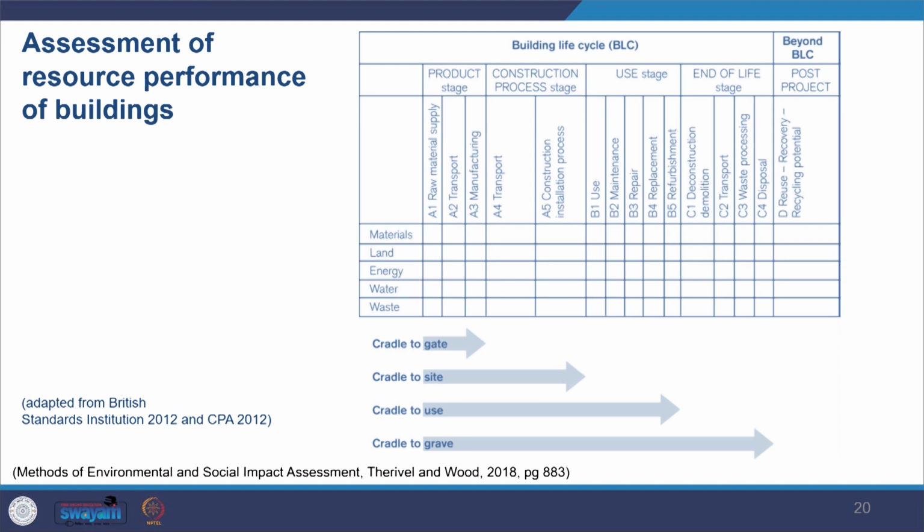So you can see at the product stage: raw material supply, transport, manufacturing. Then the construction stage: transport, construction, installation process. Also the use stage: how you're using, maintenance, repair, replacement. And the end of life stage, where you have deconstruction, demolition, transport, waste processing, and then post-project, where you're recycling, recovering, reusing all the materials. So that's what you can see here. That was about the life cycle assessment.